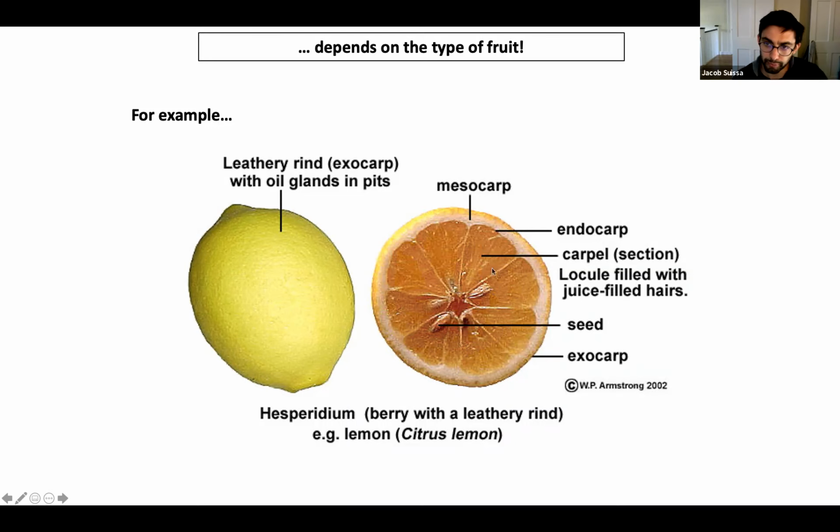And remember, the juicy part that we eat in a citrus, those are actually modified hairs. Really weird. Modified, fleshy, juicy hairs, which is a really weird thing to think about, but this is what it is. So you're eating juicy hairs when you're eating a clementine or a citrus or anything like that.